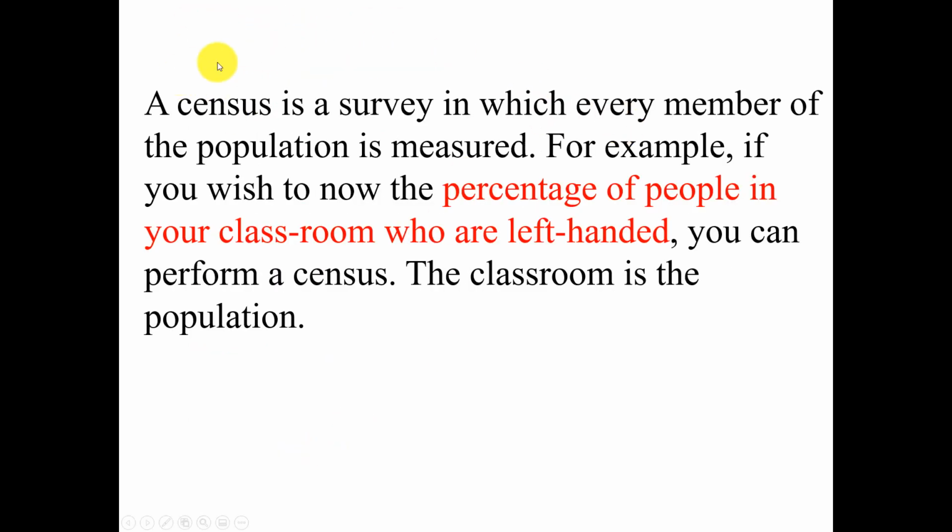So, an example of a census, we know a census is a survey in which every member of the population is measured. But let's just say we wanted to figure out the percentage of people in our classroom who are left-handed. You can perform a census because the entire classroom is the population.